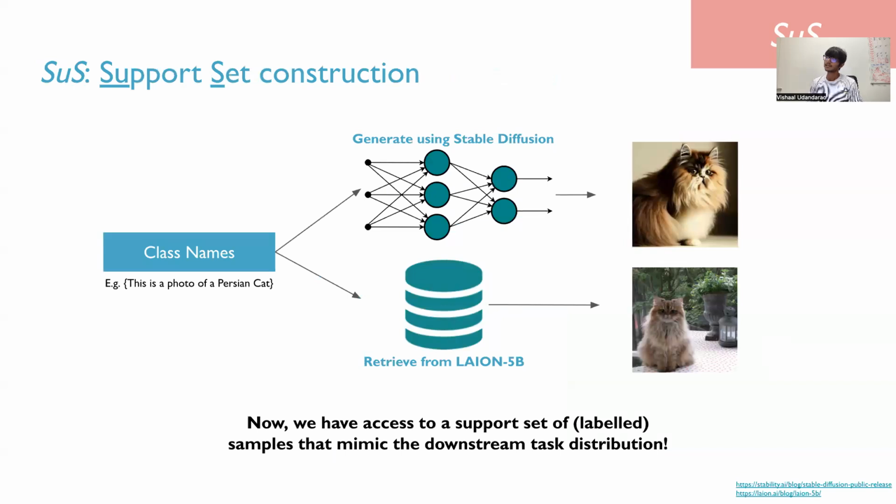We simply take the class names and generate or retrieve, using Stable Diffusion or LAION-5B, class-specific target dataset images. And we can then essentially get training data for free without having true target task data samples.